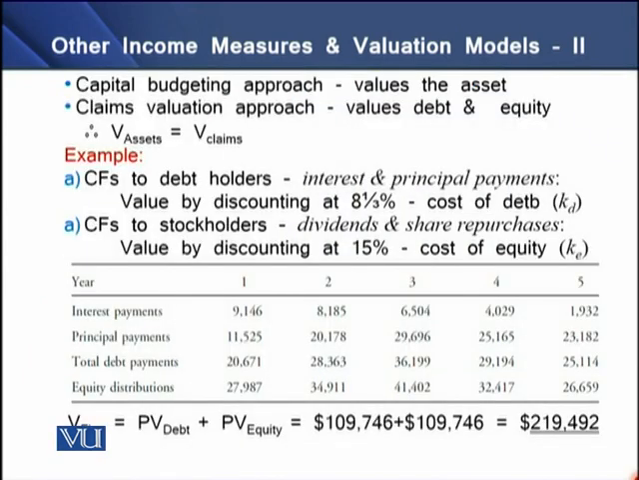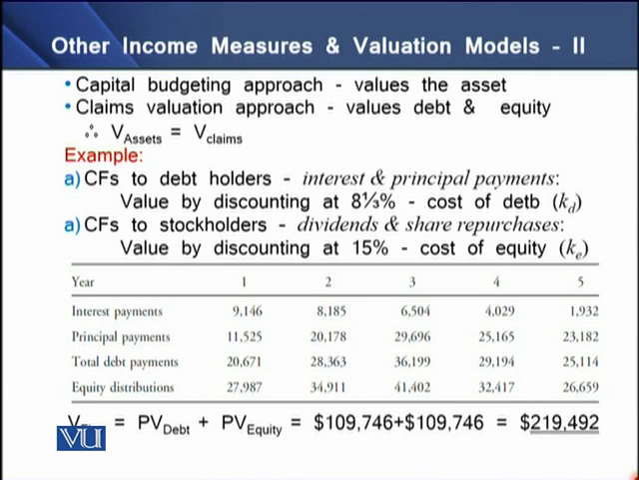Now, how does the claims valuation approach fit into the balance sheet structure? We can see that the capital budgeting approach basically values the assets of a firm as a whole, whereas the claim valuation approach values the debt and equity components of the firm, and these components appear on the right side of a balance sheet, whereas assets appear on the left side of a balance sheet. So we can say that the value of assets is equal to the value of claims.